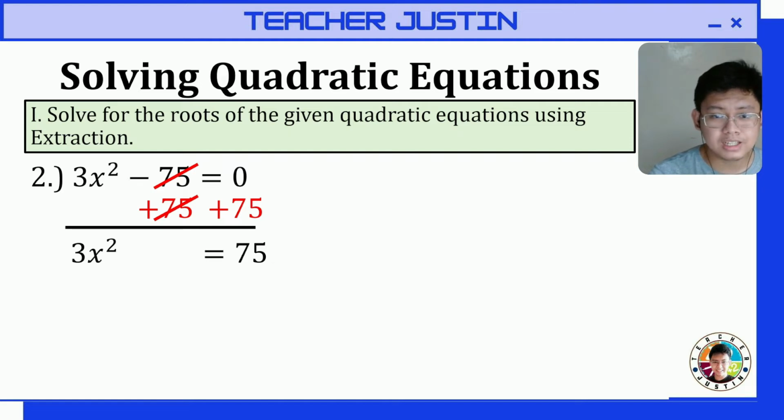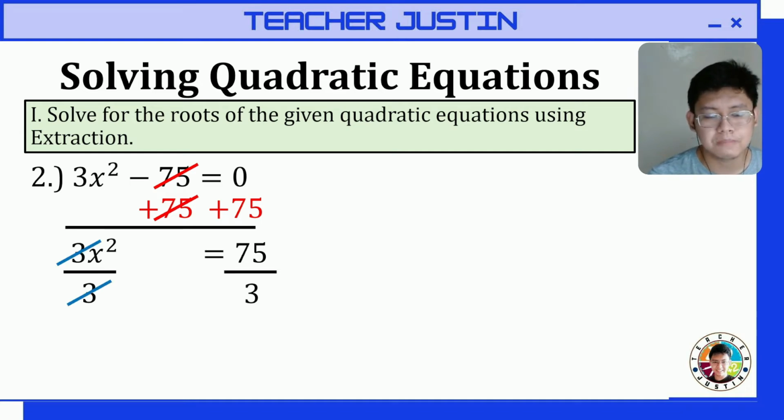Now, our next step is to remove the numerical coefficient of x squared. So, take note that the operation between 3 and x squared is multiplication. So, ang opposite ng multiplication is division. So, we have to divide both sides by 3 to eliminate the numerical coefficient 3 on one side of the equation.